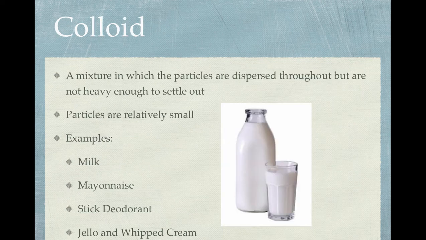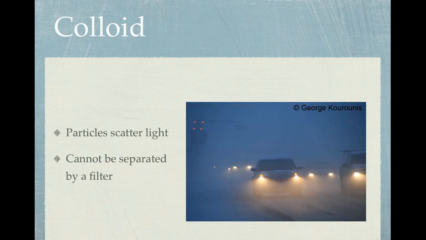A colloid is the third type of mixture that we're going to talk about, and the colloid is kind of a mixture or a combination between the solution and the suspension. So in a colloid, the particles are dispersed throughout, but they're not heavy enough to settle out. The particles are relatively small, and some examples include milk, mayonnaise, stick deodorant, Jello, whipped cream, all of those are examples of colloids.